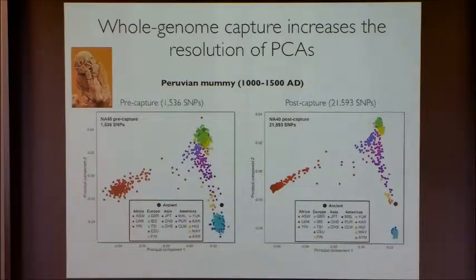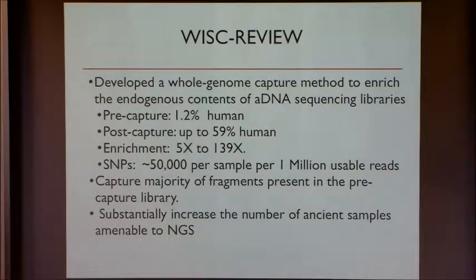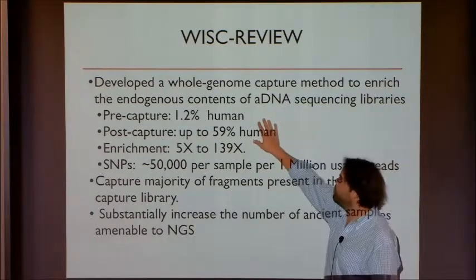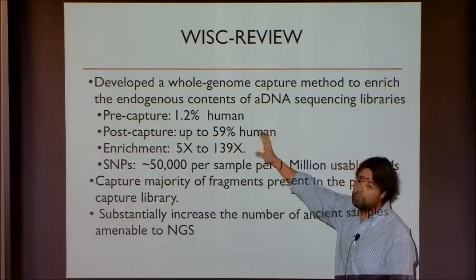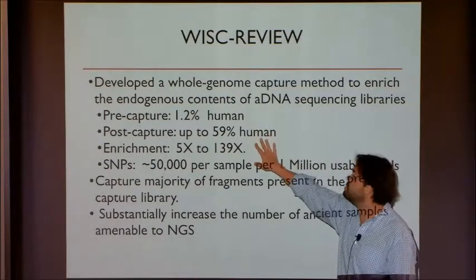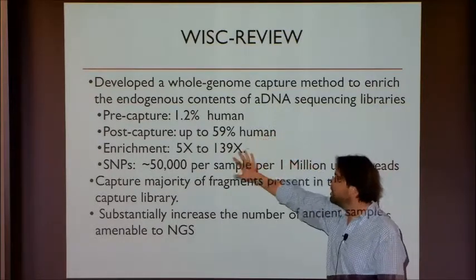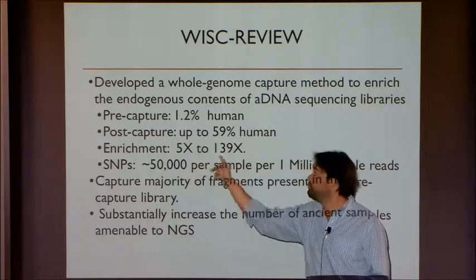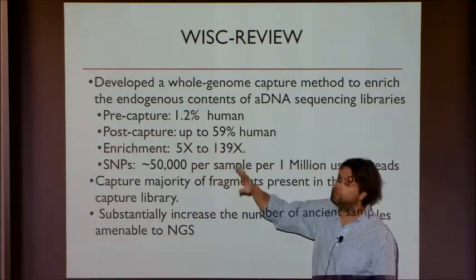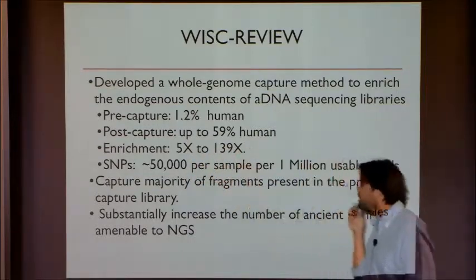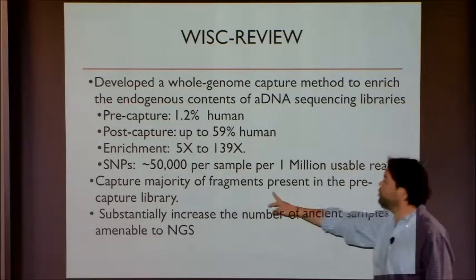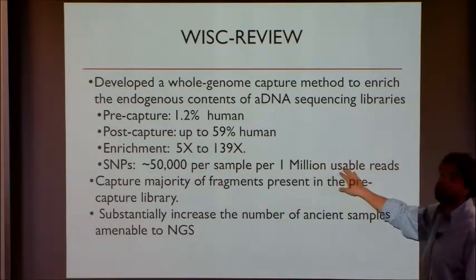Okay, so to summarize the results for where we are, or how the method is working: for the positive capture, on average, you start with about 1.2% human DNA. Post-capture, we've gotten up to about 60% human DNA. We're working on improving this. Enrichment of molecules between 5 to 140x. Enrichment of SNPs from about 2 to 20x. And you're getting somewhere on the order of about 50,000 SNPs per million samples.